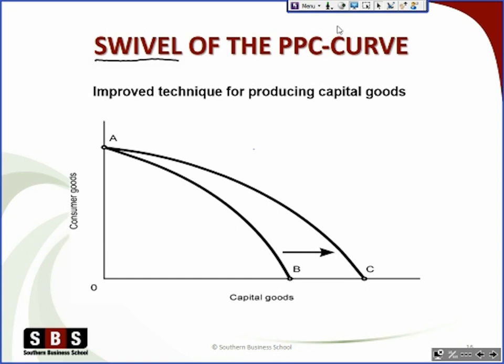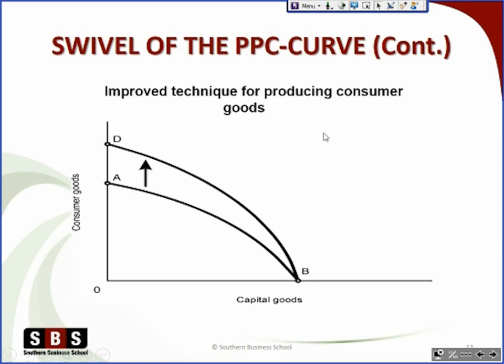I think the next slide, so this is exactly what I said with the previous slide. So if you want the curve to swivel the other way around, like I showed, then there's an improved technique for producing consumer goods. It's exactly what I said. So you can illustrate the swivel of a PPC curve with these two graphs. You may be asked, what if consumer goods, there's an improved technique, then it will move from A to D. There will be a swivel to the top, and that one will be constant.